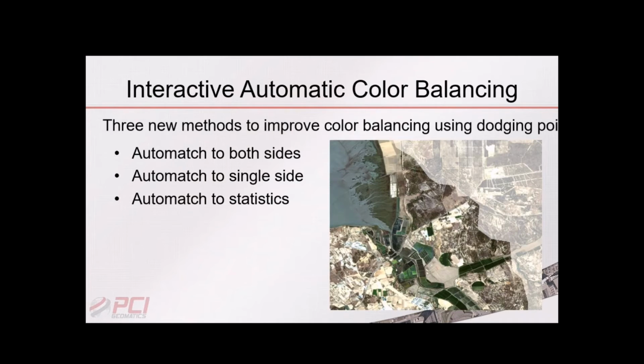With this new feature, there are three approaches to interactive automatic color balancing. We have auto match to both sides, which performs color balancing by matching the statistics of both images to get a seamless transition. Then we have auto match to single side, which performs color balancing by using the statistics of only one of the images. And then we have auto match to two statistics. This option allows users to select color balance statistics from one region of the imagery and apply it wherever they like.